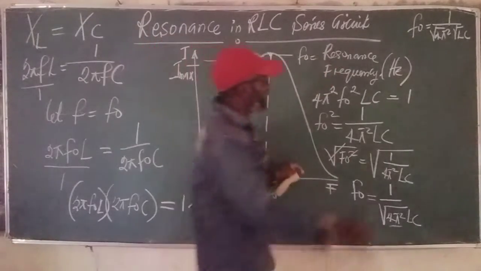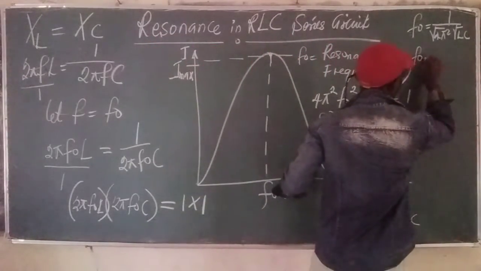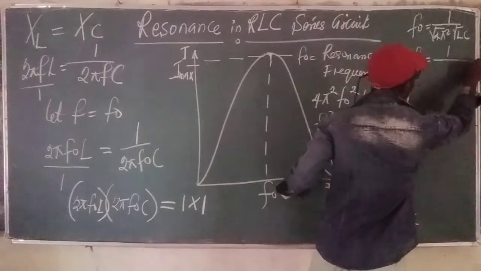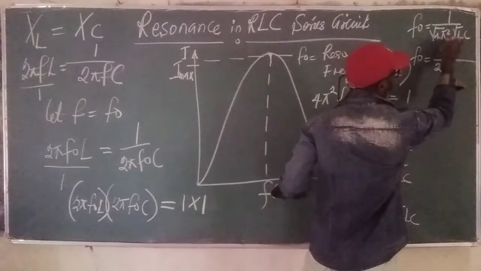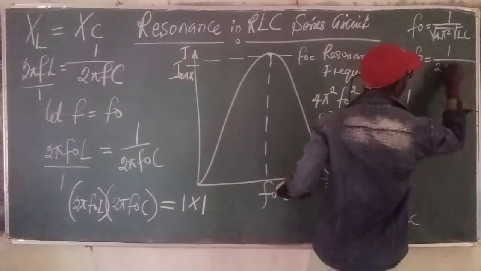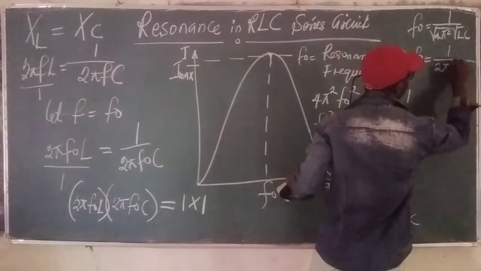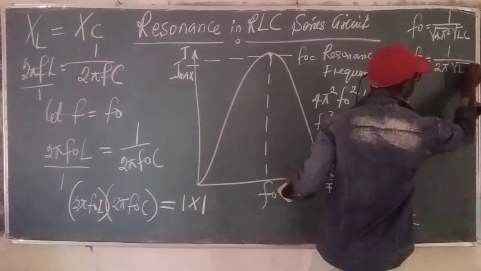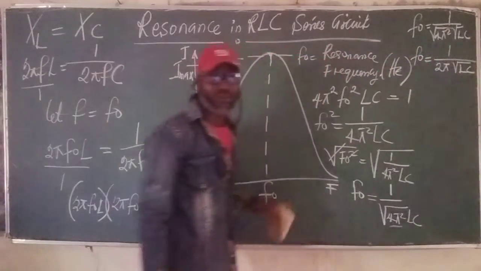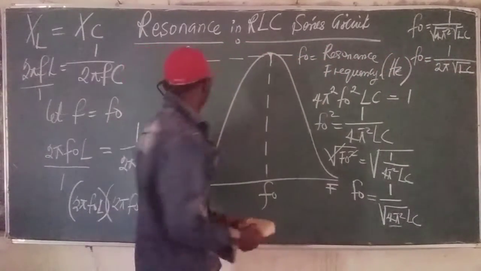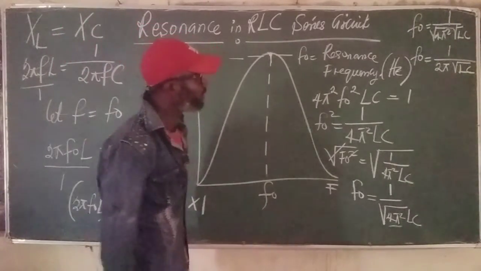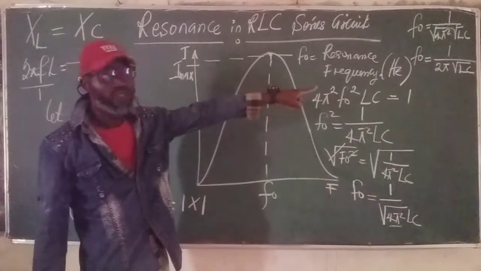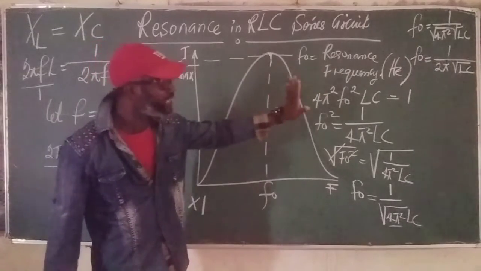We'll move on to the next step. F naught is equal to 1 all over the square root of 4, which is 2, and the square root of pi squared will cancel out. We have only pi remaining, and then we have root LC. Good. Have we forgotten anything? Nothing at all. We are not forgetting anything.